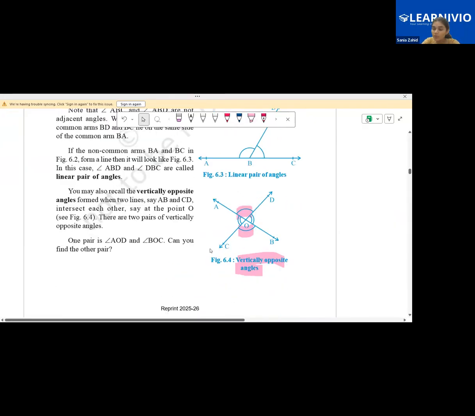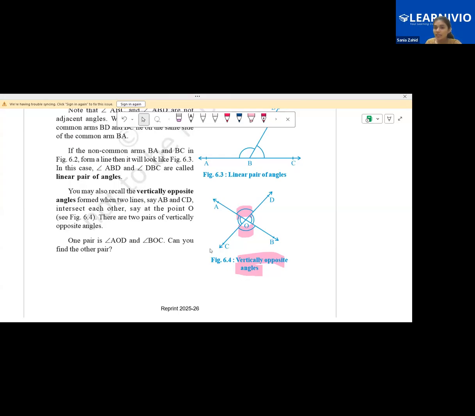Then we studied vertically opposite angles. So whenever we have intersecting lines. Now, what are intersecting lines? The lines which are crossing each other. If I have a line and another line cuts through the other line, that is called an intersecting line, right?